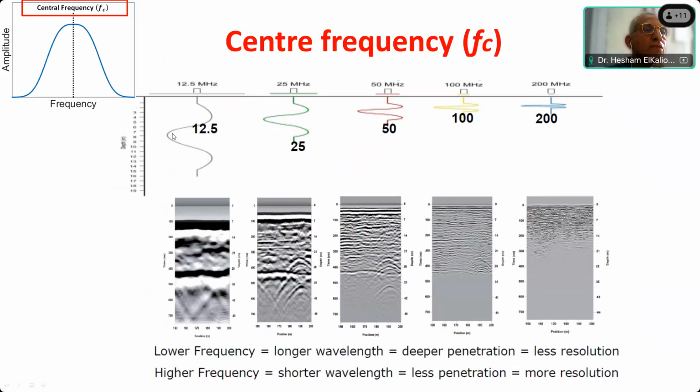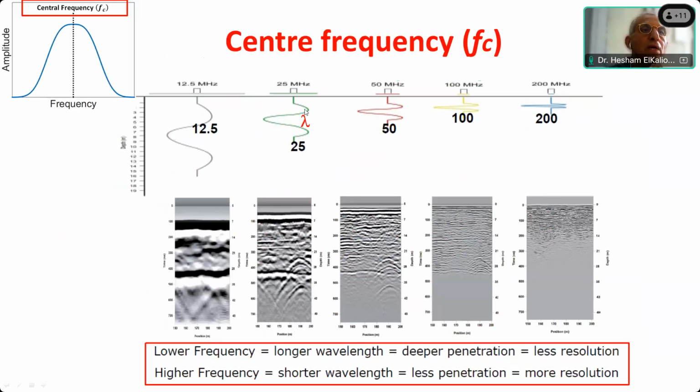You can notice that low frequency antennas have a long wavelength and deeper penetration, but low resolution. You can see, for example, that 12 megahertz can go quite deep, but the resolution is very weak and it is difficult to characterize what these materials are. But if you go to a high frequency antenna like 100 or 200 megahertz, it has a shorter wavelength and lower penetration, cannot go quite deep, and is attenuated after some depth, but can provide more resolution and more details. You can see here, you can characterize these materials and interpret them much more easily compared to the low frequency antenna. So there's also a trade-off between frequency and depth of investigation, or resolution and depth of investigation.